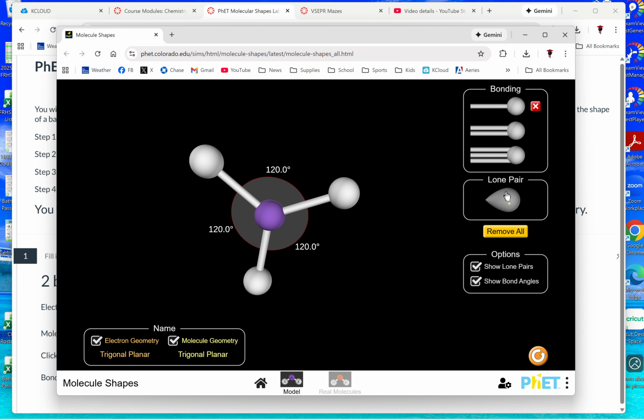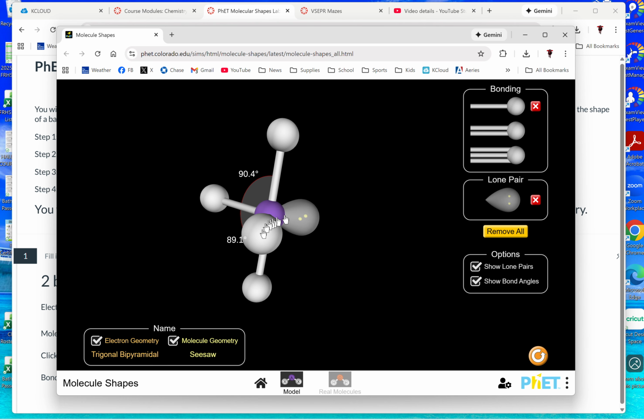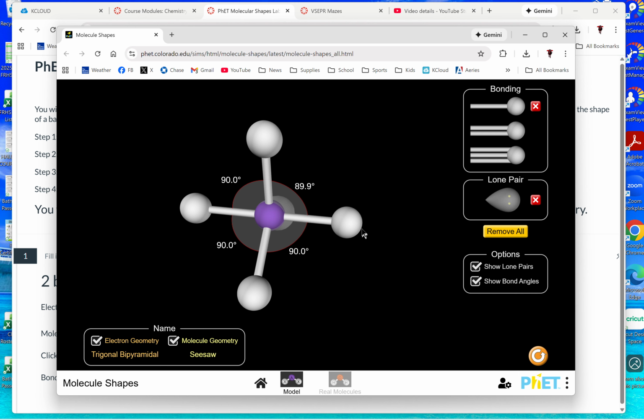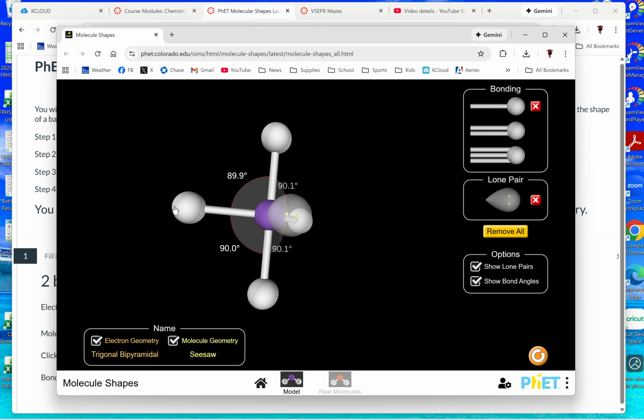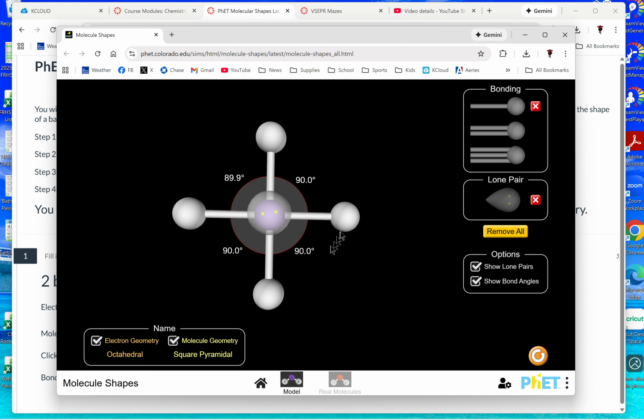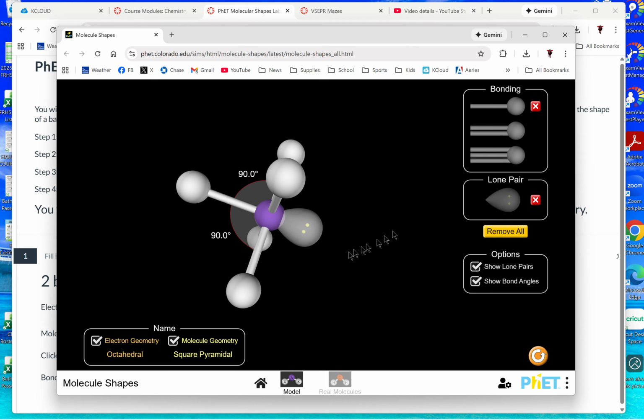And so anytime you add a lone pair, it's going to adjust things. Anytime you add a bond, it's going to adjust things. And so notice that there's no angle on the lone pair. It's only on the bonds, hence why they call it bond angles. When you get up to 6 of them, you get the max. You can have 6 total domains, bonds or lone pairs.